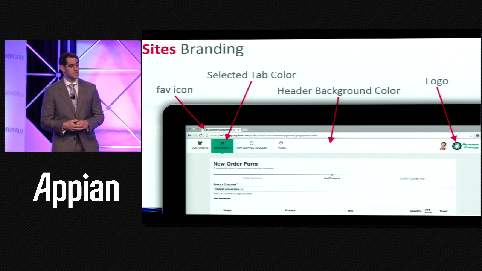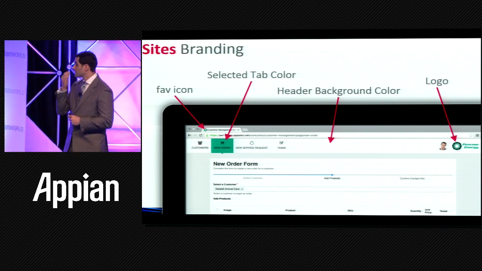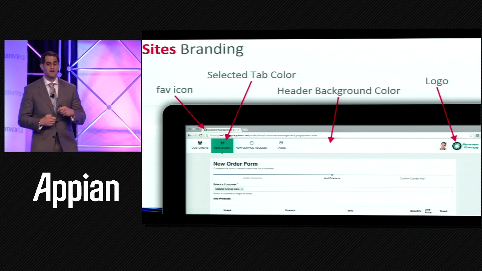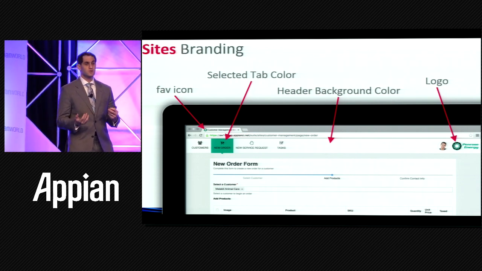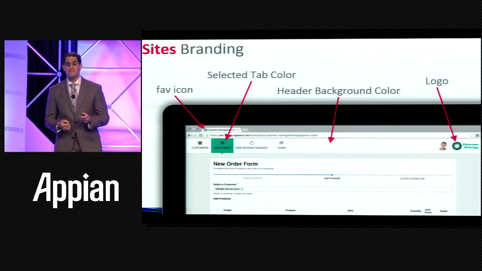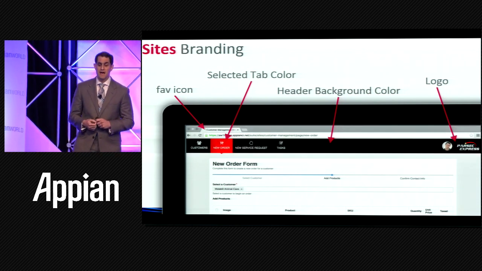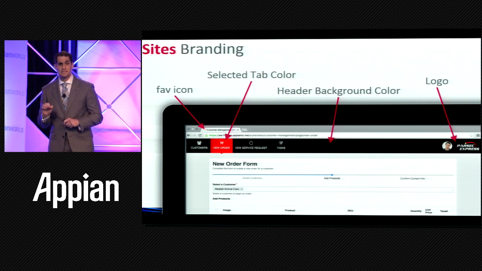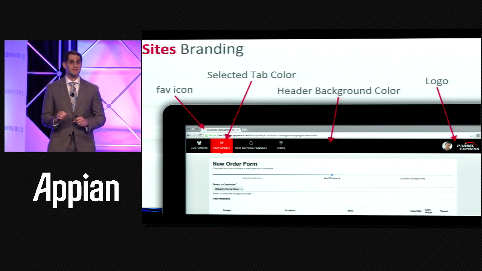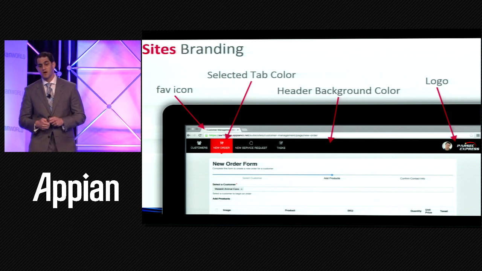Let's take a look at it in action. Here is one manifestation you can make with our branding capabilities. The browser icon, the fav icon, and the logo can be sourced from an Appian document or a web image as well. And the selected tab color and header background color can be precisely specified down to the hex code that you want so that you can truly express your brand and we can meet your requirements.